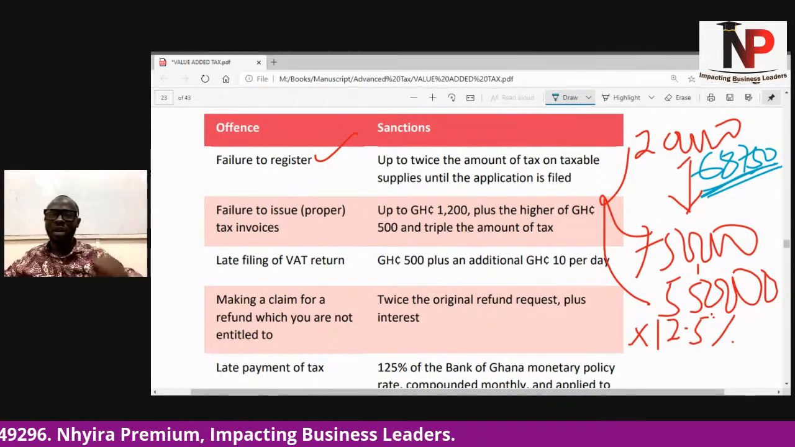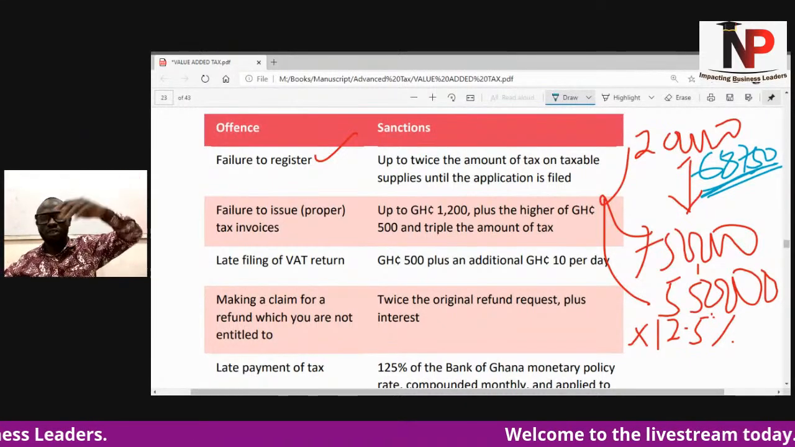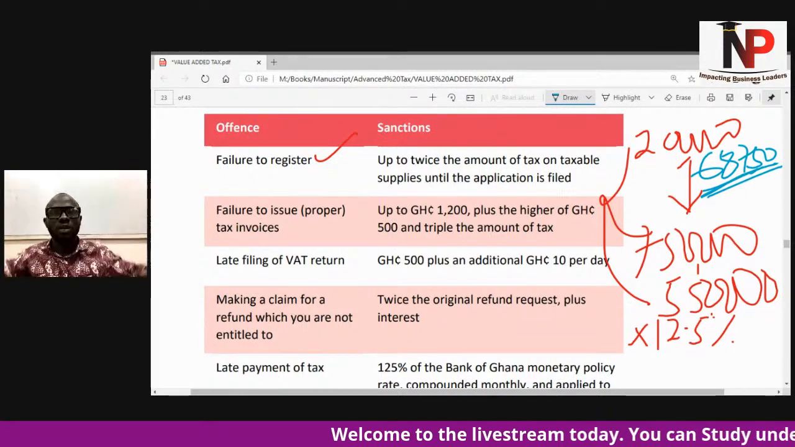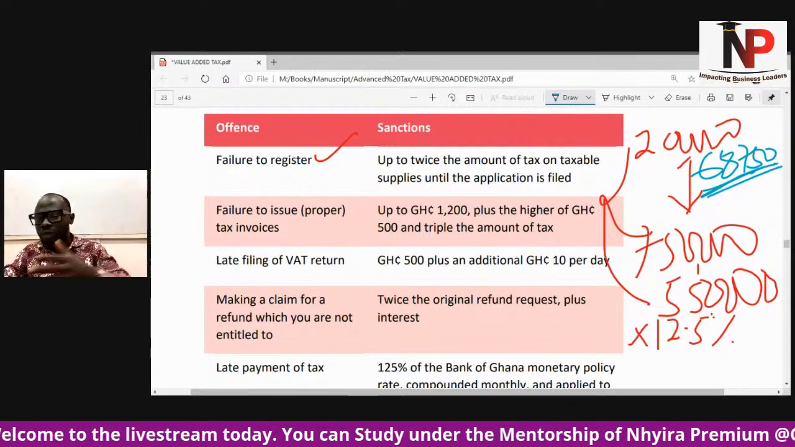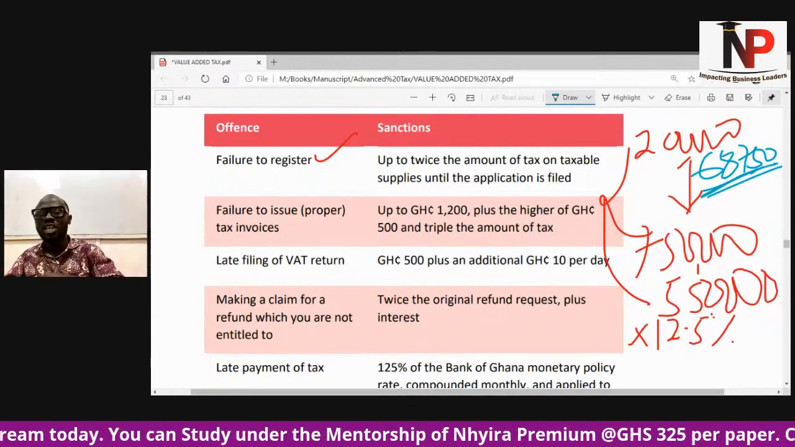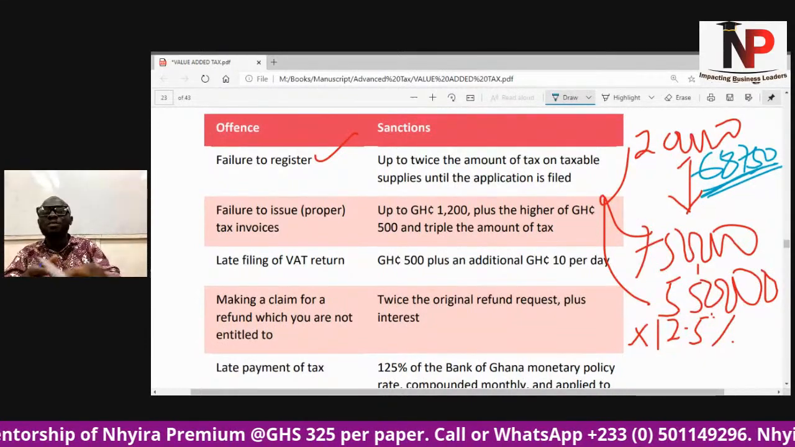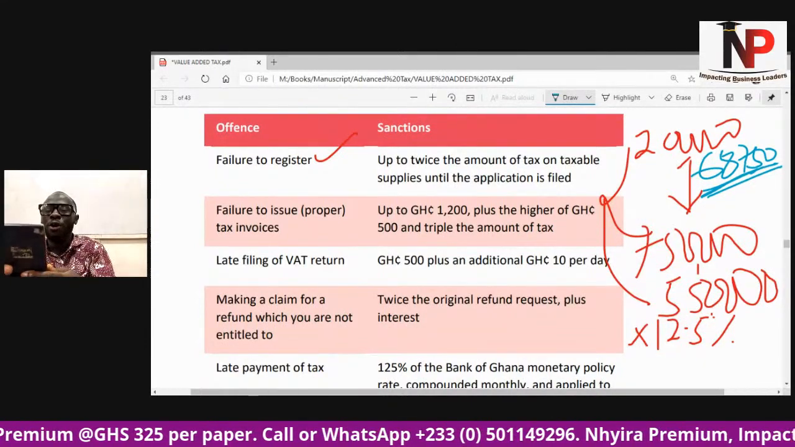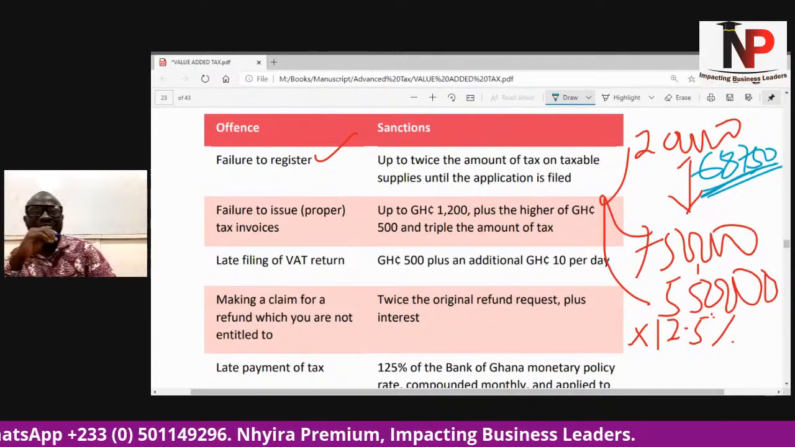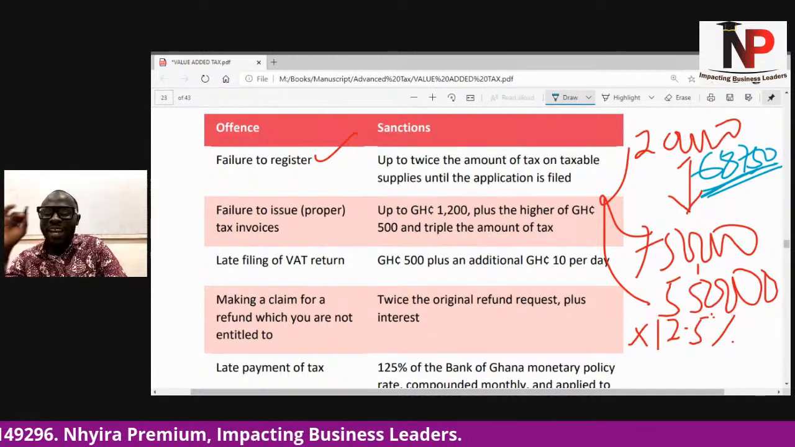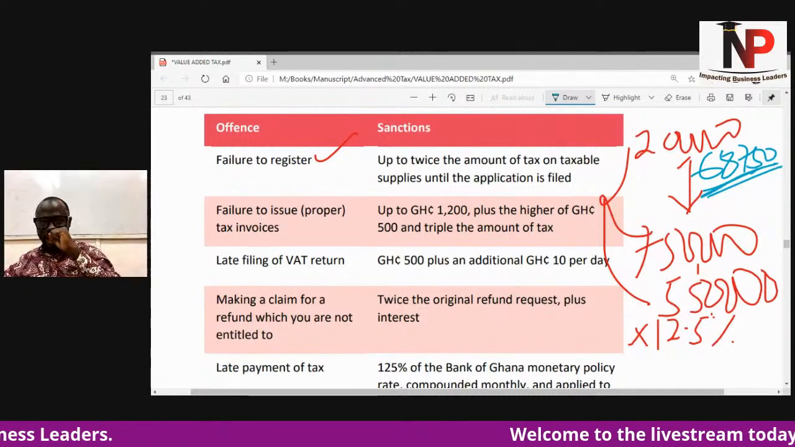This could have been received by the government to fund other infrastructure projects, one district, one factory, and whatever it is that the government wants to undertake. Now, because you denied the government this money, the sanction is that you're going to pay twice the amount of tax payable. So let's multiply that by two. Boom! And that is 137,500 Ghana cedis. So you're going to be paying 137,500 Ghana cedis.